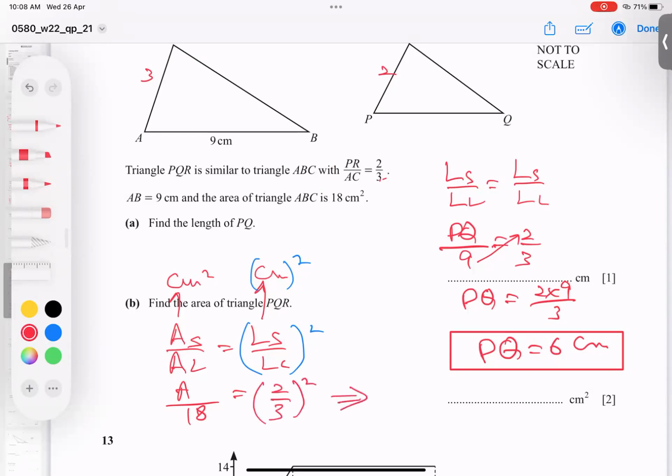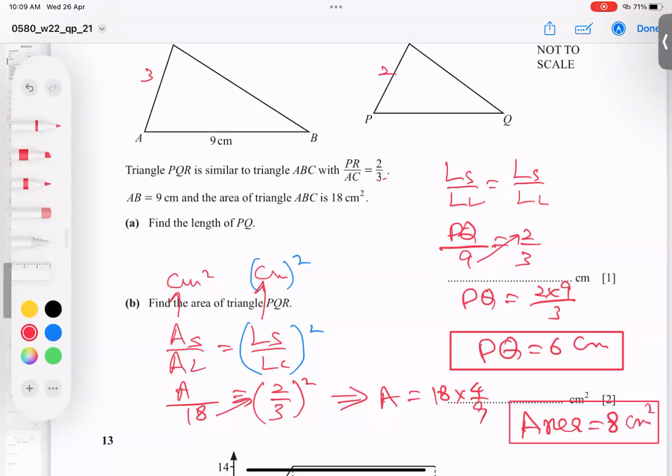And now what to do, student? This 18 will multiply there. So area becomes 18 times 4 over 9. From where did I get 4 over 9? Square of 2 is 4, square of 3 is 9. I think it's clear. 9 ones are 9, 2 nines are 18, 2 fours are 8. And ultimately the answer for the smaller shape is 8 centimeter square. And I believe the point is very clear.